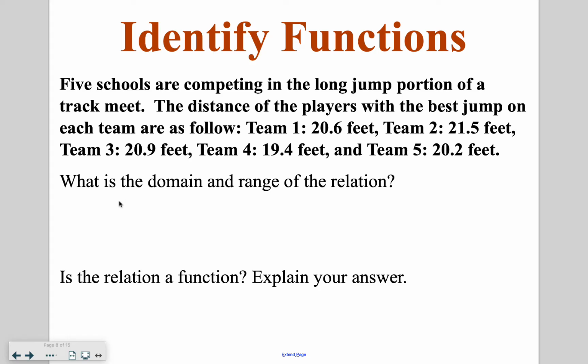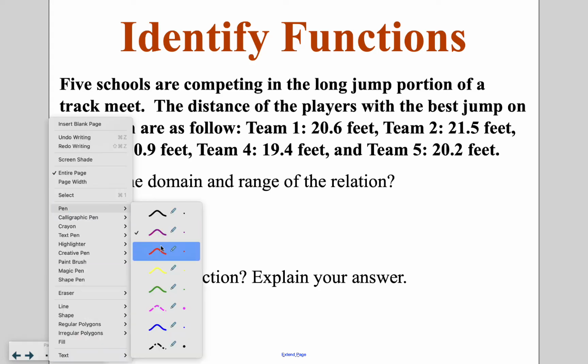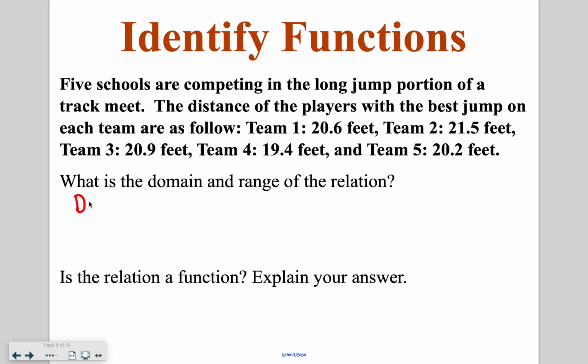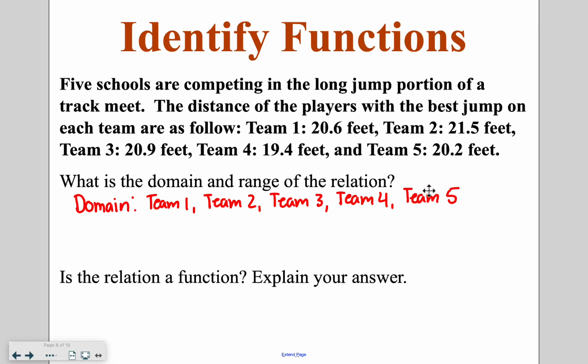So the first thing it asks us about is the domain and range. When I am looking at the domain in this function, the inputs are the teams. What's determining the results are the teams. So I would list under my domain all of the teams that are competing in the competition. So in this case, it's Team 1, Team 2, Team 3, Team 4, and Team 5.